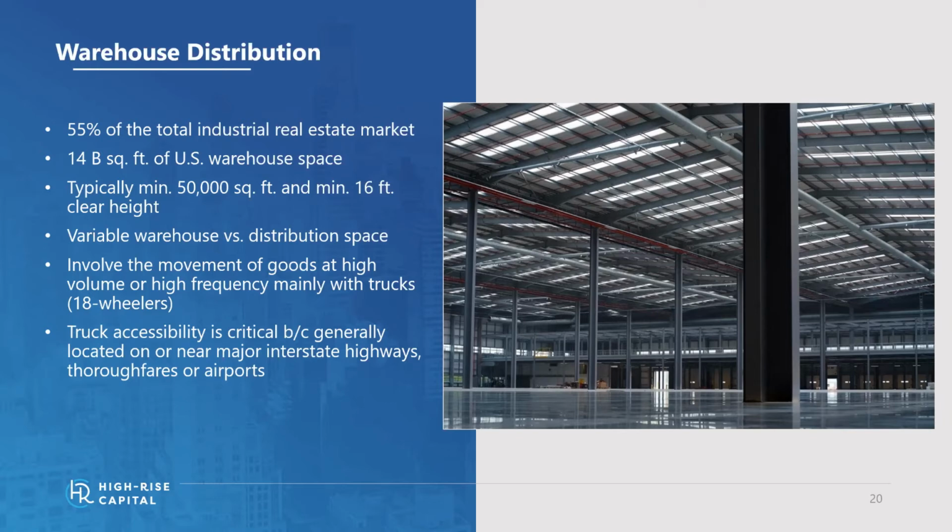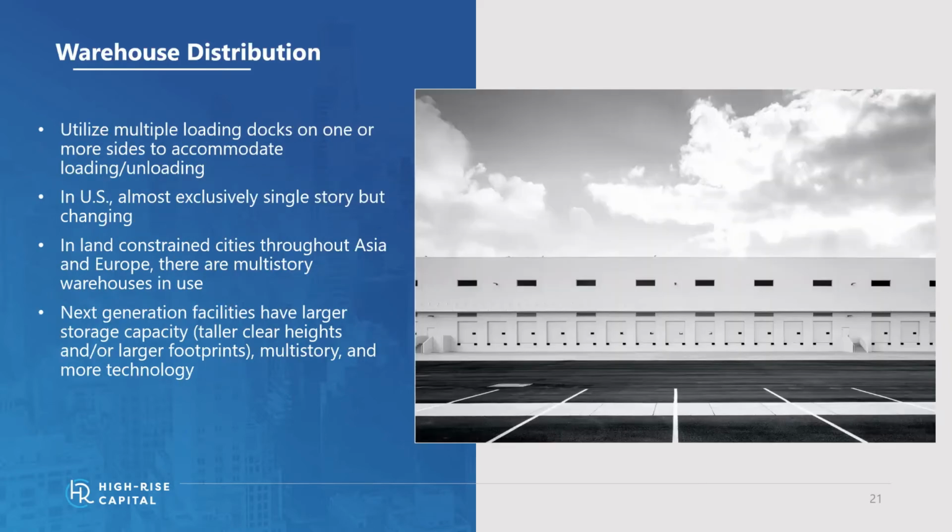And this is very critical because a lot of these types of facilities tend to be located on or near major interstate highways, thoroughfares, or in close proximity to airports. They also utilize multiple loading docks on one or more sides to accommodate loading and unloading of multiple trucks at the same time. And in the US, most of these facilities have been exclusively single story, but that is starting to change. In land constrained cities throughout Asia and Europe, a lot of these are now multi-story facilities just because of scarcity of footprint.